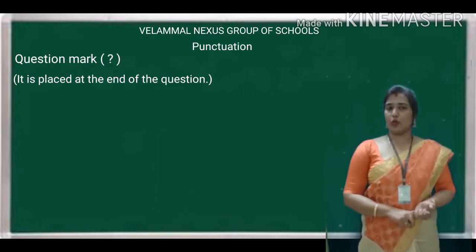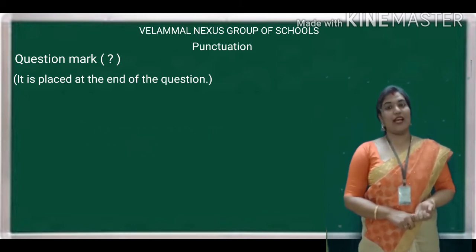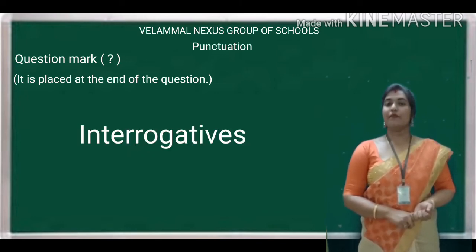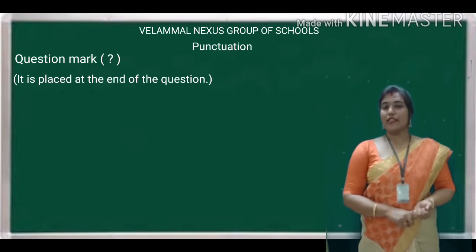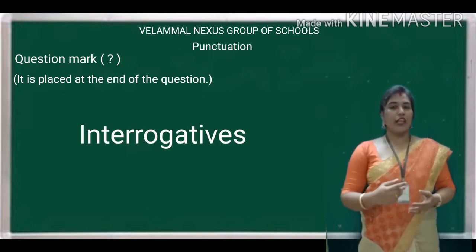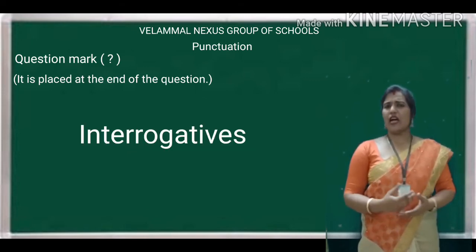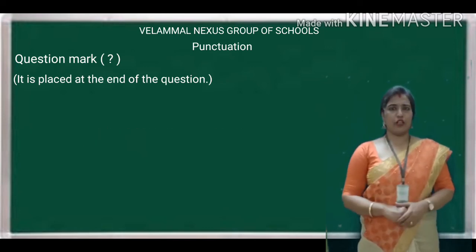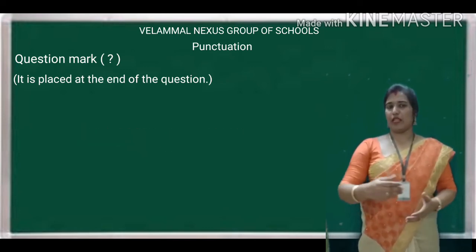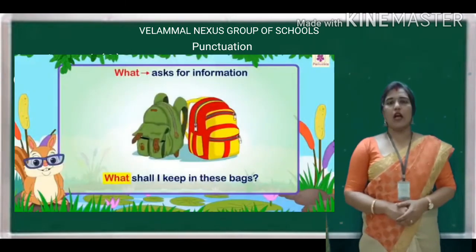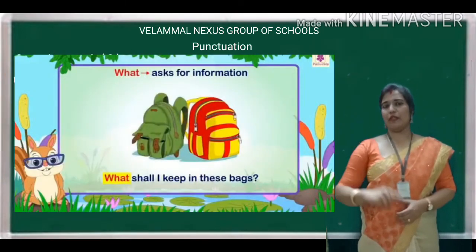So these are question words and these are also called as interrogative words. What is that? Interrogative words. Interrogative words ask for information and expect an answer rather than yes or no. Okay, children. So first we'll see them one by one. The example. What asks for information. For example, what shall I keep in these bags?